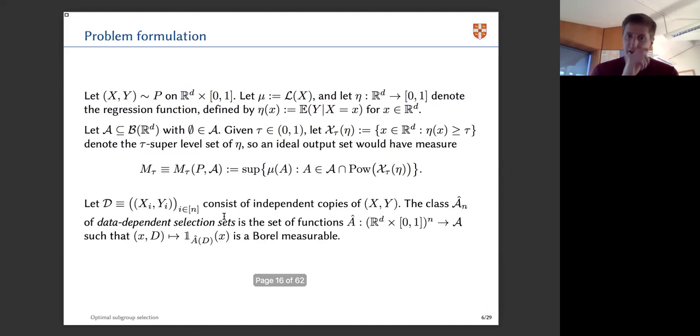but of course you don't tell me the P, and instead I just get to see data. So I have a sample of size n consisting of independent copies of X, Y. And then I need to say what I mean by a data-dependent selection set. So that's a function. It takes as input my data, that is the Xi, Yi pairs, and it returns an element of my family curly A, and there's a very mild measurability requirement that I want this function to have. Okay, so I'm going to look for a data-dependent selection set, an A hat. So it's going to take data as an input, and it's going to return an element of my family A.